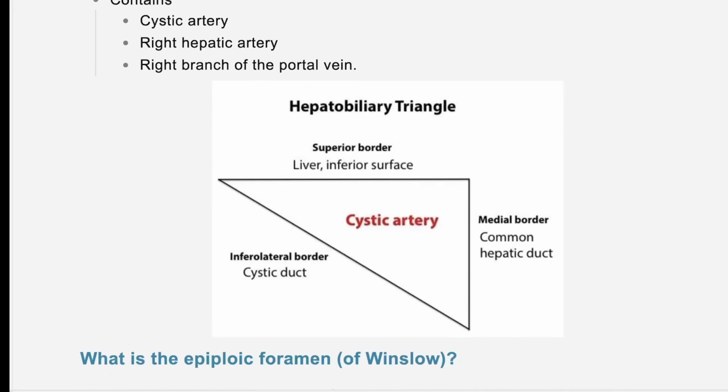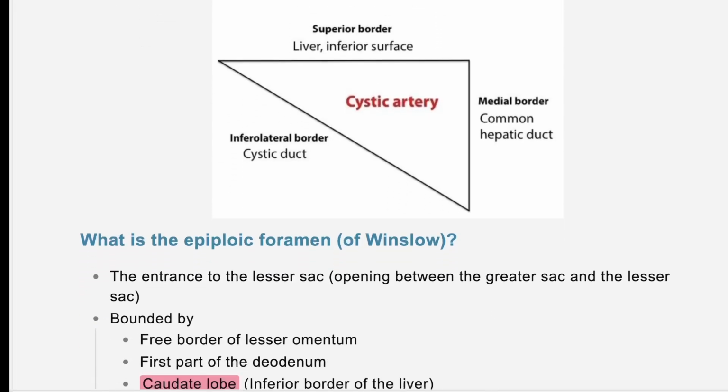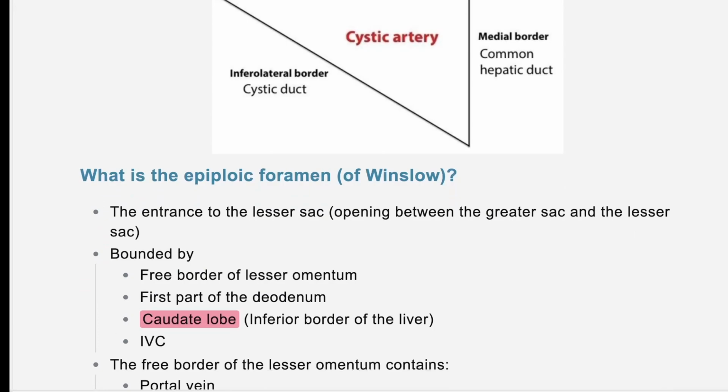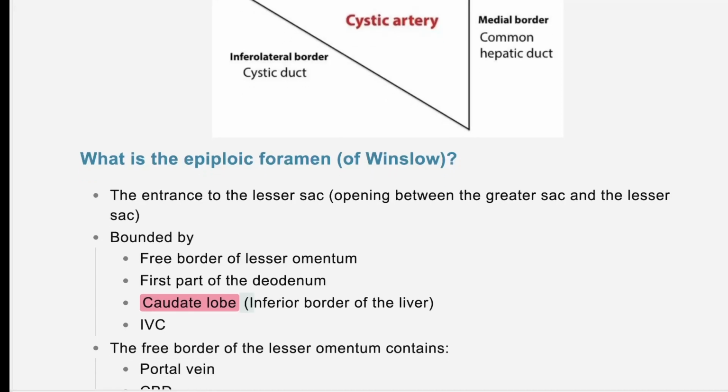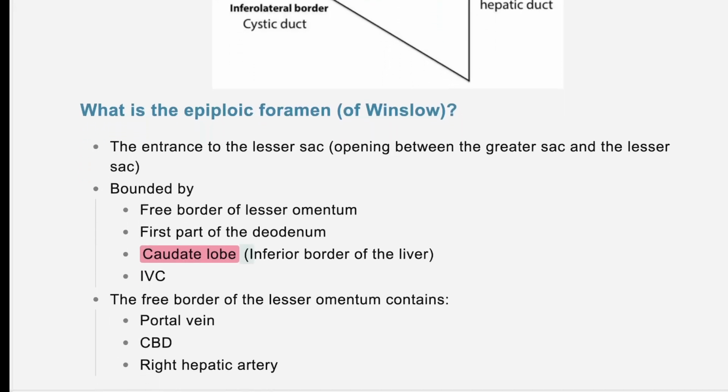Epiploic foramen, it's a foramen that represents the inlet or the entrance point to the lesser sac, which is behind the stomach. And this foramen is bounded by the caudate lobe superiorly, the first part of the duodenum inferiorly, and anteriorly will have the free border of the lesser omentum, and this will contain the hepatic artery. And posteriorly, I think would be the inferior vena cava. Let's see. Yeah, inferior vena cava posteriorly. And finally, the free border of the lesser omentum and the first part of the duodenum. It contains the free border of the lesser omentum, which contains the portal vein, common bile duct, and hepatic artery.